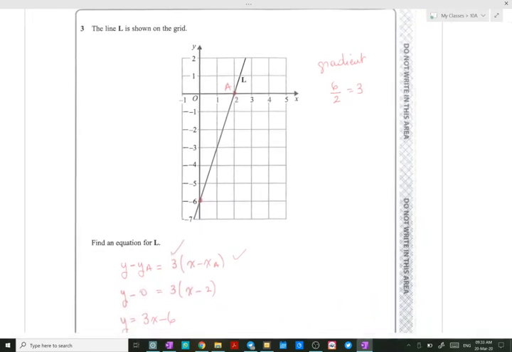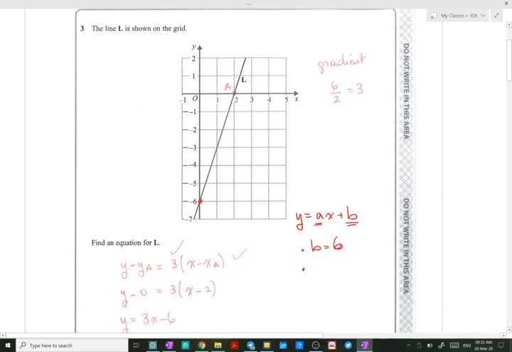So we start with the general equation of a line, which is y equals ax plus b, where a is the gradient of the line and b is the y-intercept. So if we just look at the graph and find where the line L intersects the y-axis, it's 6. So now b is equal to 6.